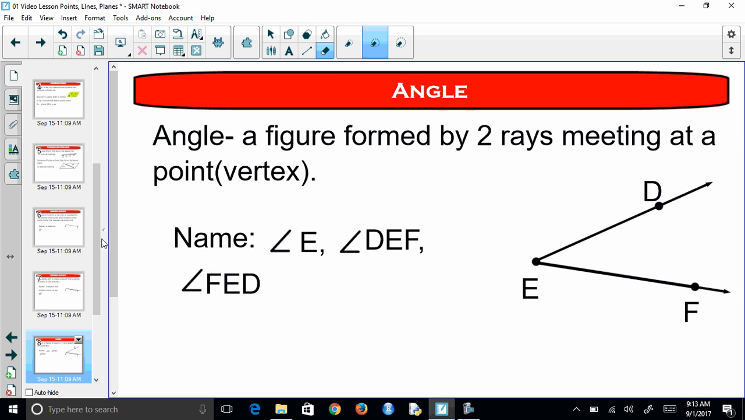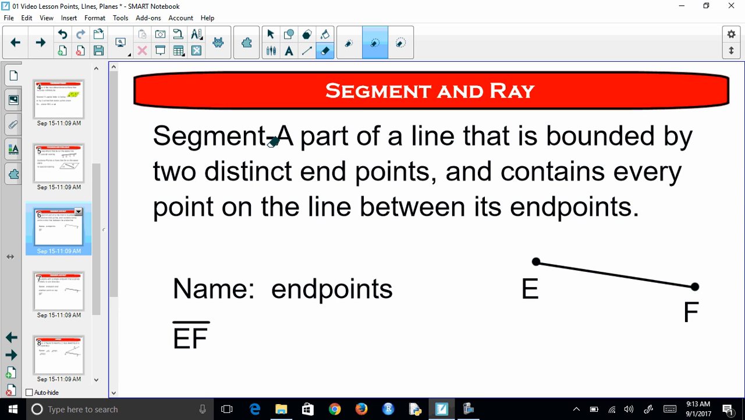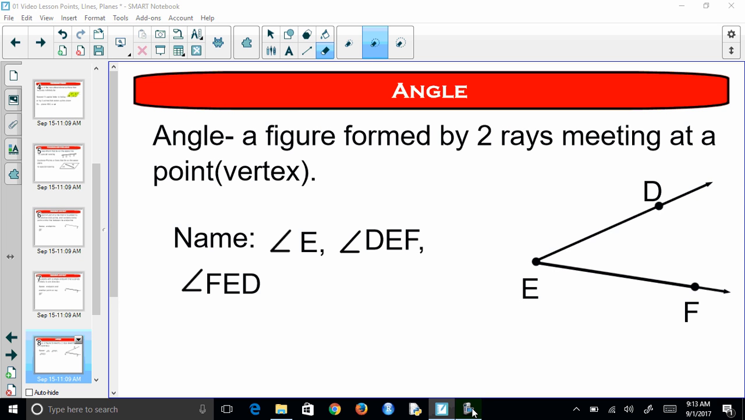An angle. An angle is a figure formed by 2 rays meeting at a point. So E has a ray that goes out to D and it has a ray that goes out to F. So we'd say DEF is this angle. We can name it by just saying angle E, the vertex where it changes direction, or we can say DEF or FED.